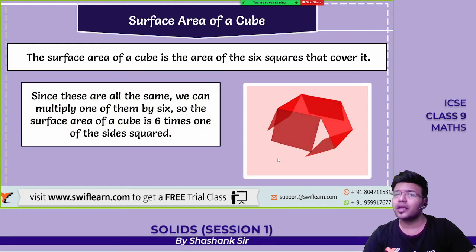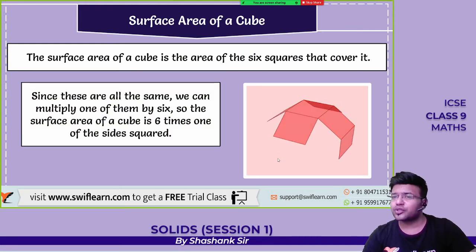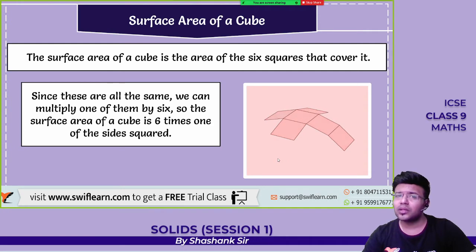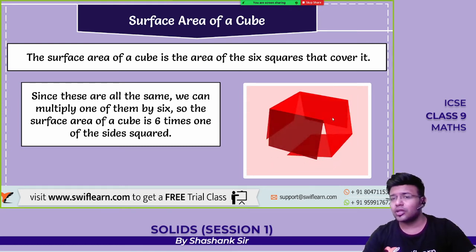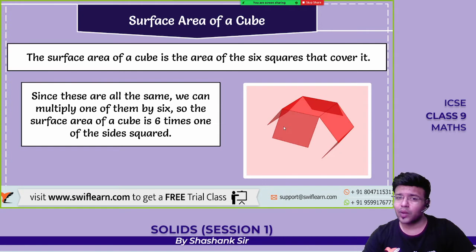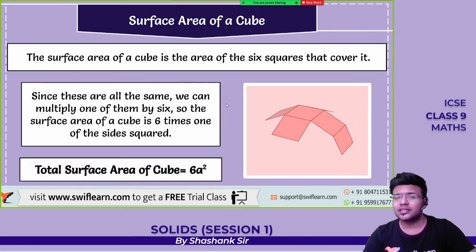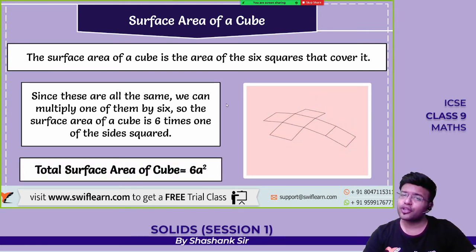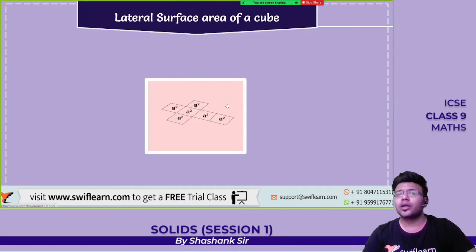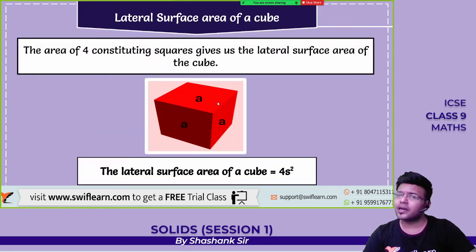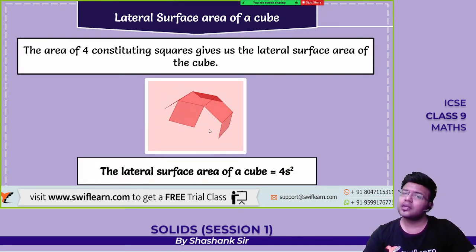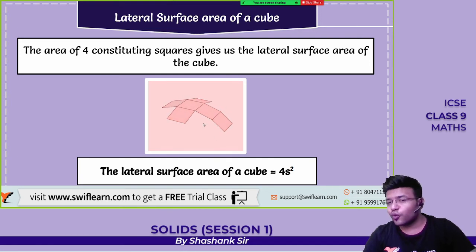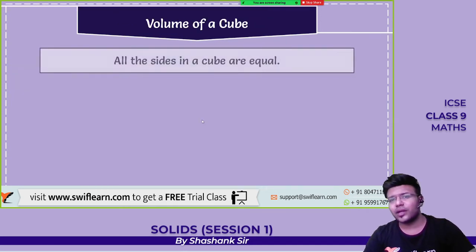The surface area of the cube is that of the 6 squares that it covers. Since all the faces are the same, we can multiply one of them by 6. So the area of one face is a square, into 6 is 6a square. So the total surface area of a cube is 6a square. If you want the lateral surface area, forget the top and the bottom area, so we have 4a square. If a is the dimension of each side, it is 4a square. If s is the dimension, it is 4s square.